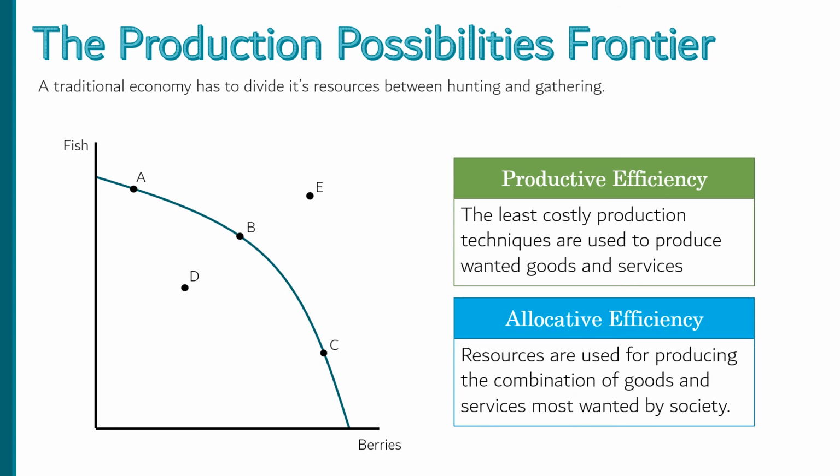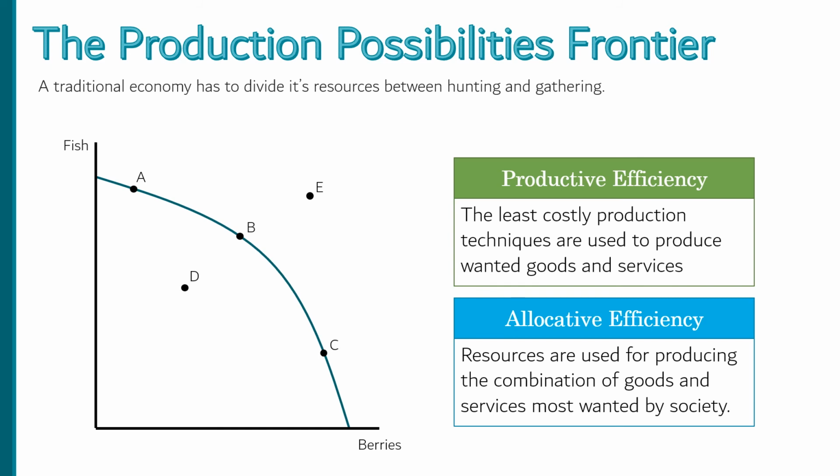Efficiency is an important goal for an economy. We think of efficiency as satisfying 2 goals. Productive efficiency is the goal of using the least costly production techniques to produce goods and services. If we have hunters gathering berries while at the same time gatherers are catching fish, then we don't have productive efficiency, because swapping a hunter and a gatherer would increase both our fish and our berries by putting that person on the job they're better at.